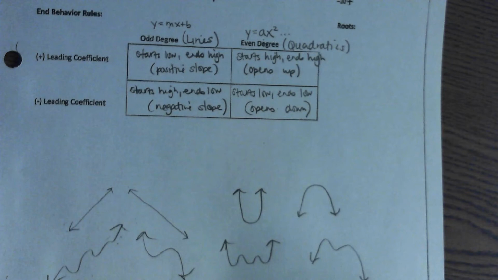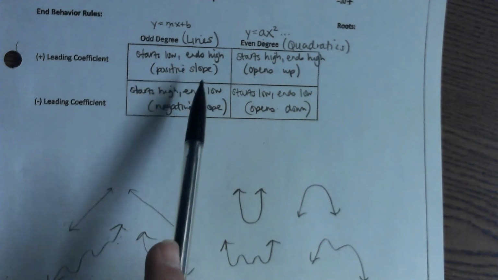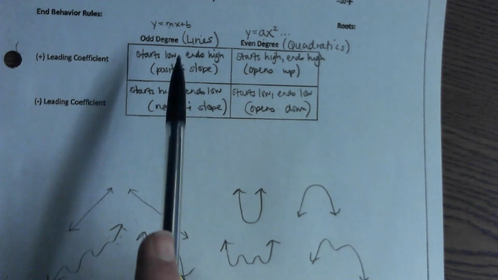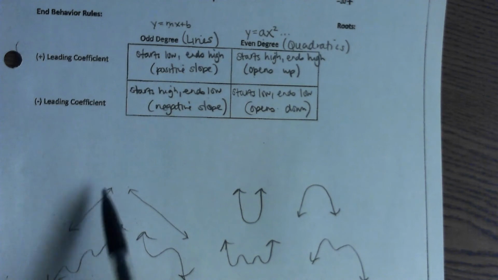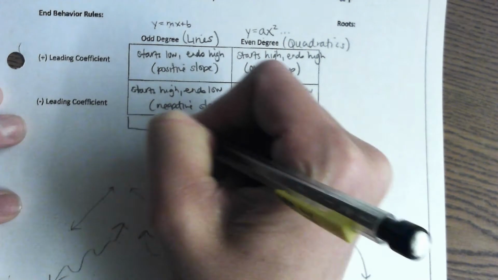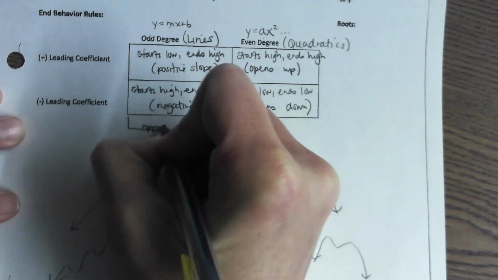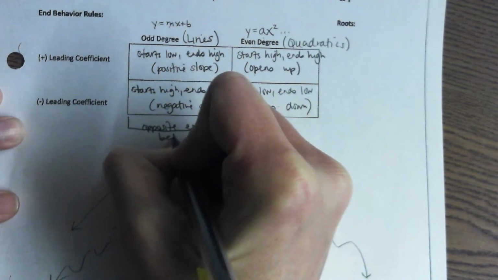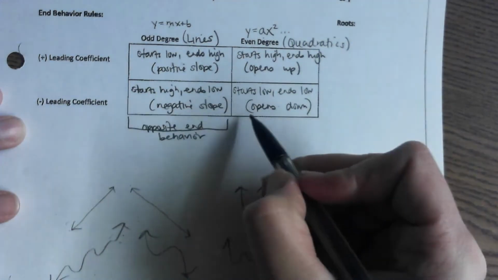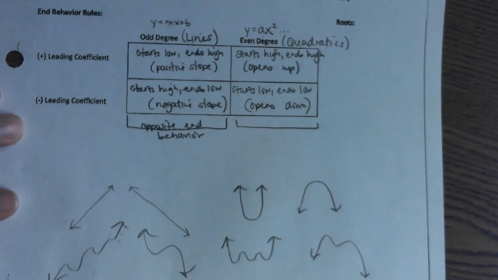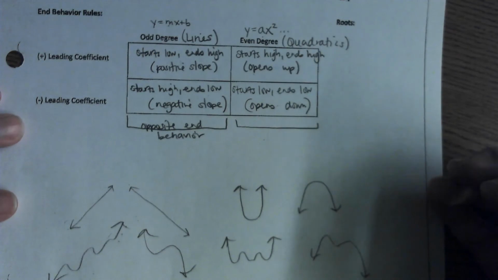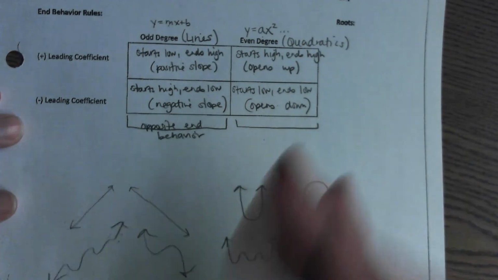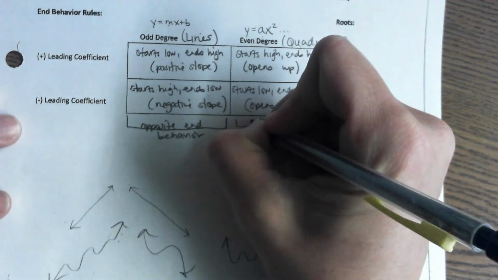The one thing that should become obvious when you look at odd degree end behavior is that it does different things on either end. If one end goes towards positive infinity, the other end goes towards negative infinity. It has opposite end behavior. Whereas even degree polynomials have the same end behavior. Either they're both going towards positive infinity on both ends, or they're both going towards negative infinity.